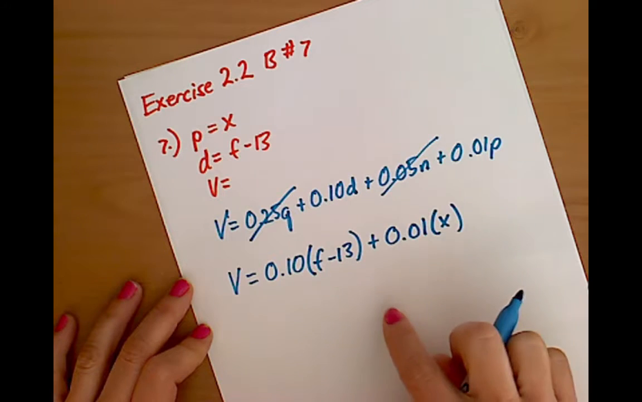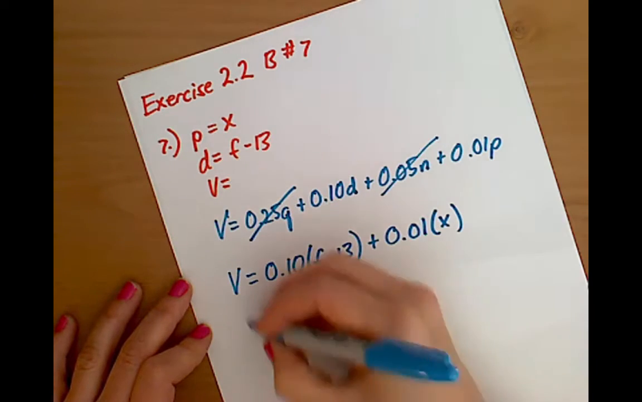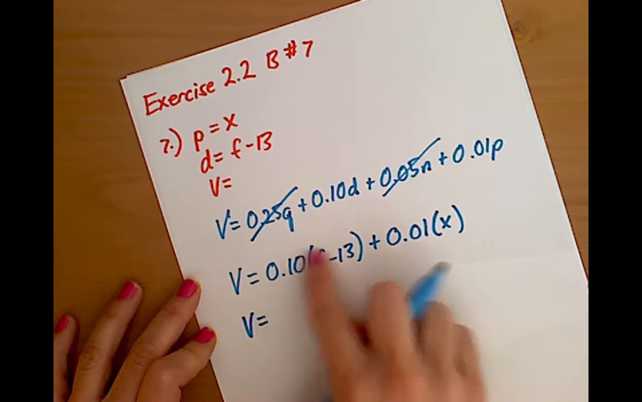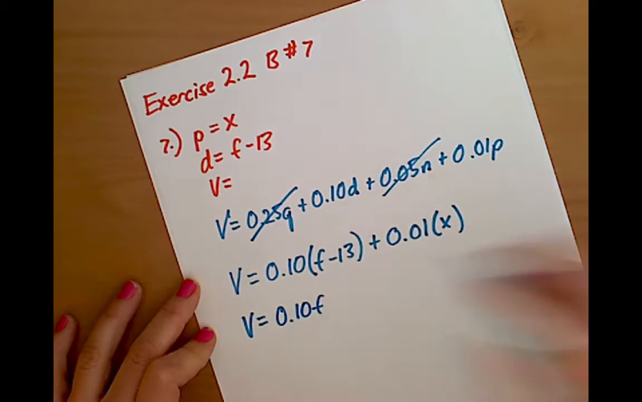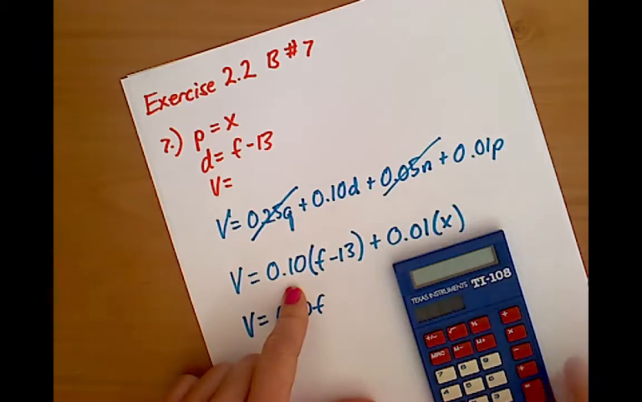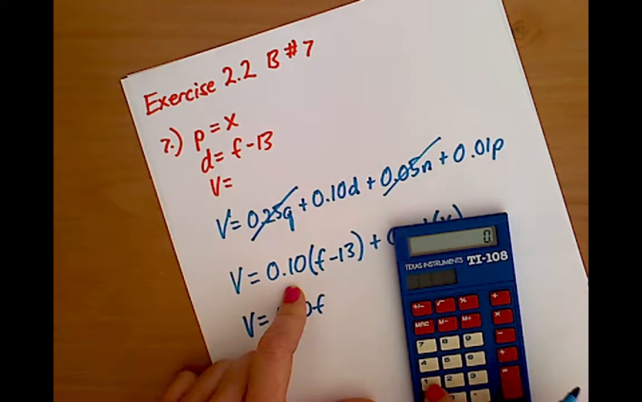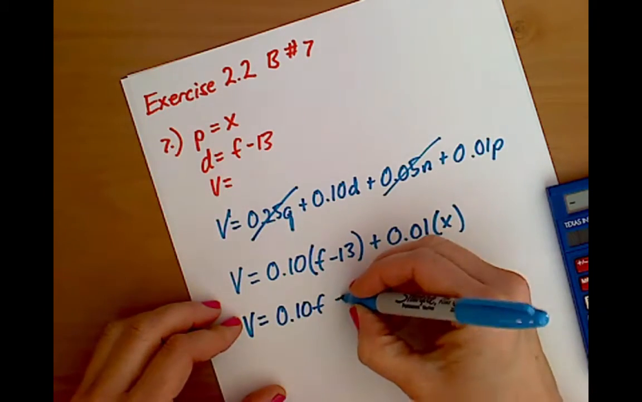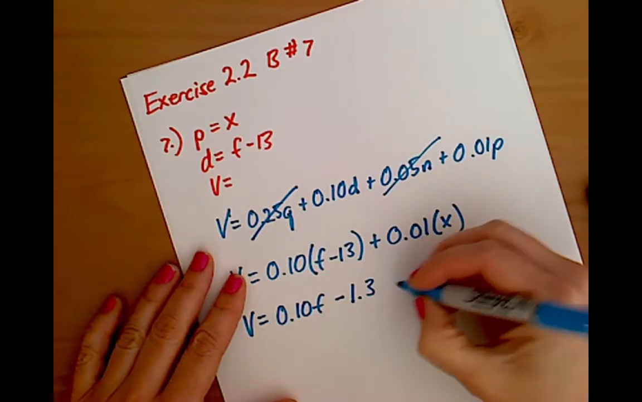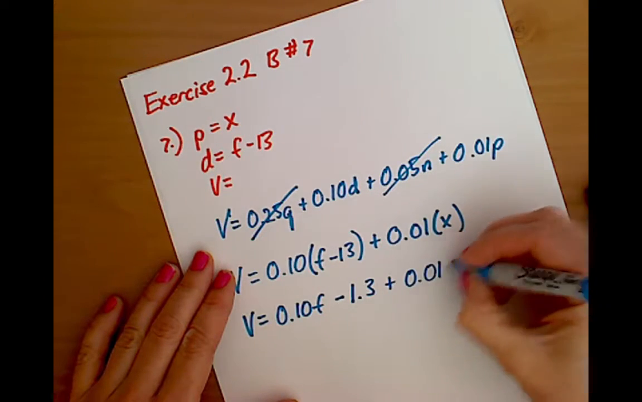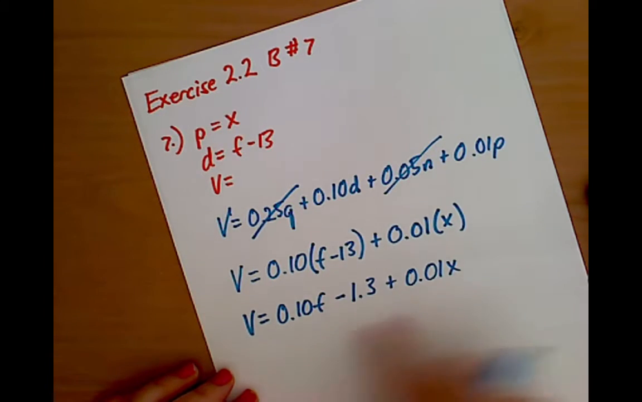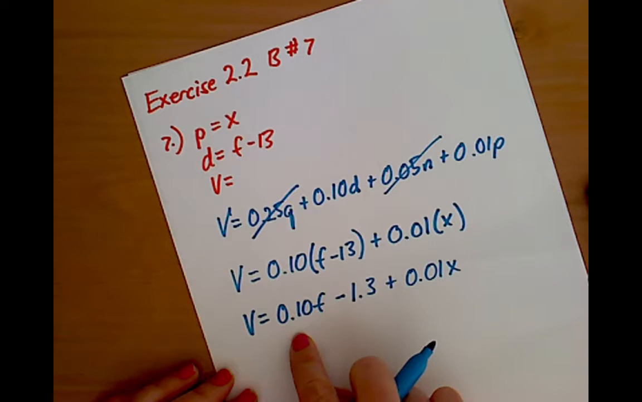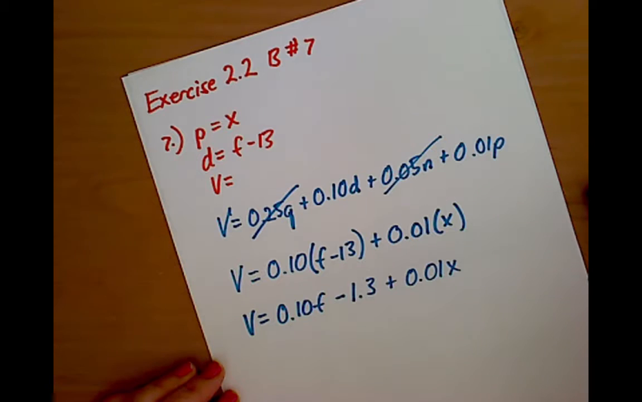Now, once we get to this point, we're going to simplify it a little bit. V is equal to, we can distribute this. 0.10f. And then we're going to do the negative 13 times 0.1. So we'll do negative 13 times 0.1, and that gives us negative 1.3. And then we have plus 0.01x. All right? And there's really nothing else we could do. We could change the order around if we wanted to, or we could just leave it the way it is.